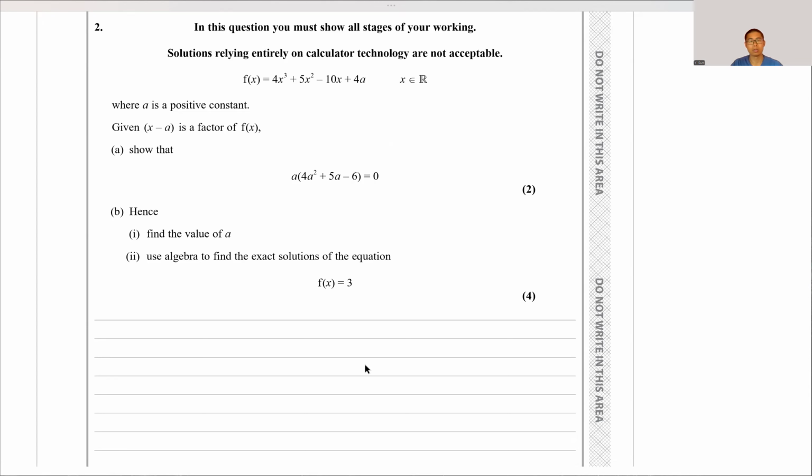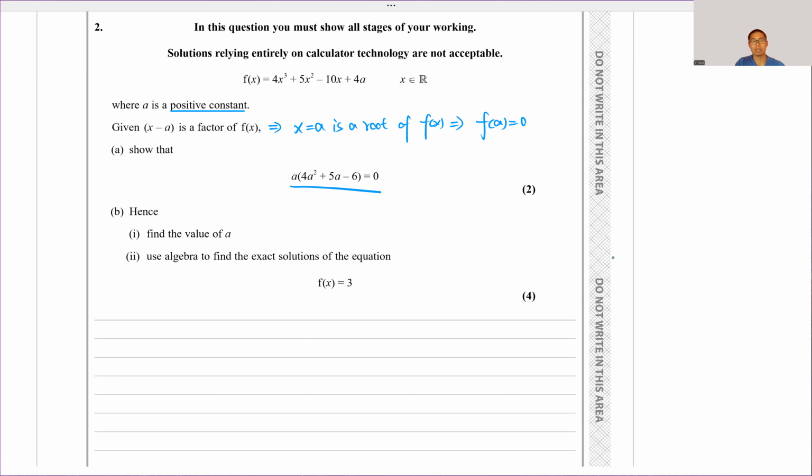f(x) is equal to 4x cubed plus 5x squared minus 10x plus 4a, and x is all the real numbers, where a is a positive constant, given x minus a is a factor of f(x). So if x minus a is a factor of f(x), that means x equal to a is a root of f(x), which means f(a) is equal to 0. And in part A, we want to show that a times 4a squared plus 5a minus 6 equals 0.